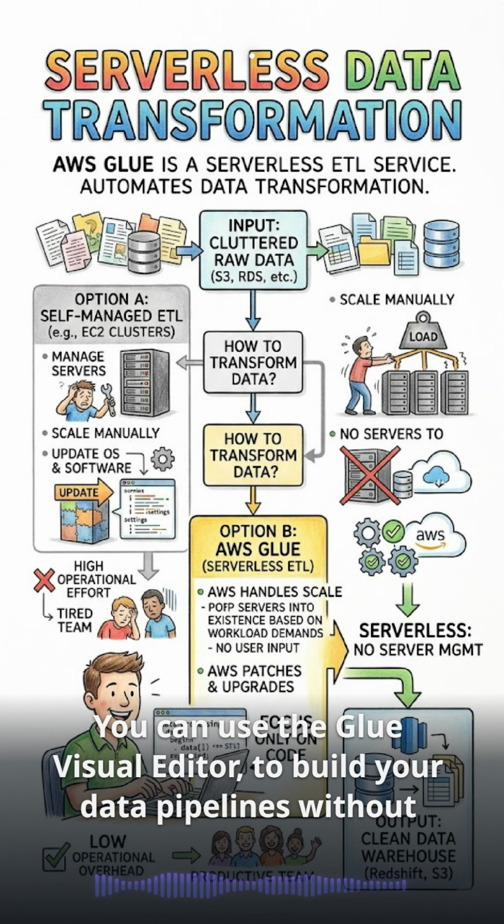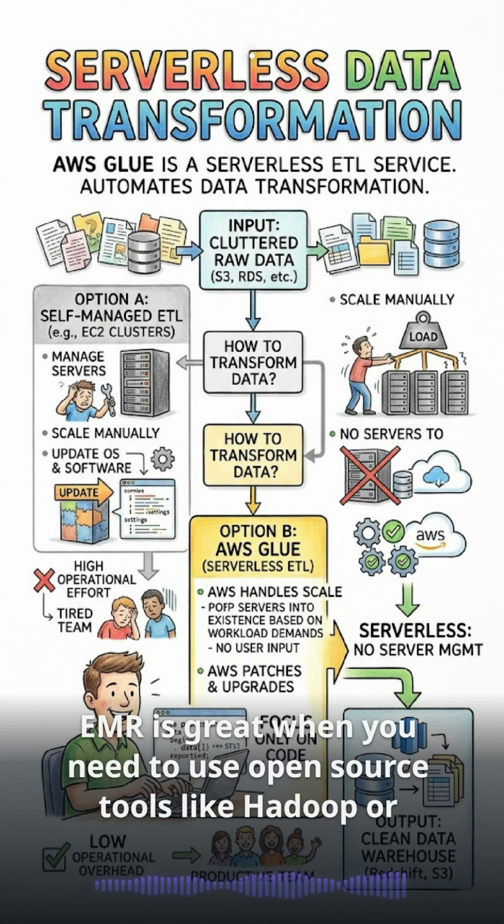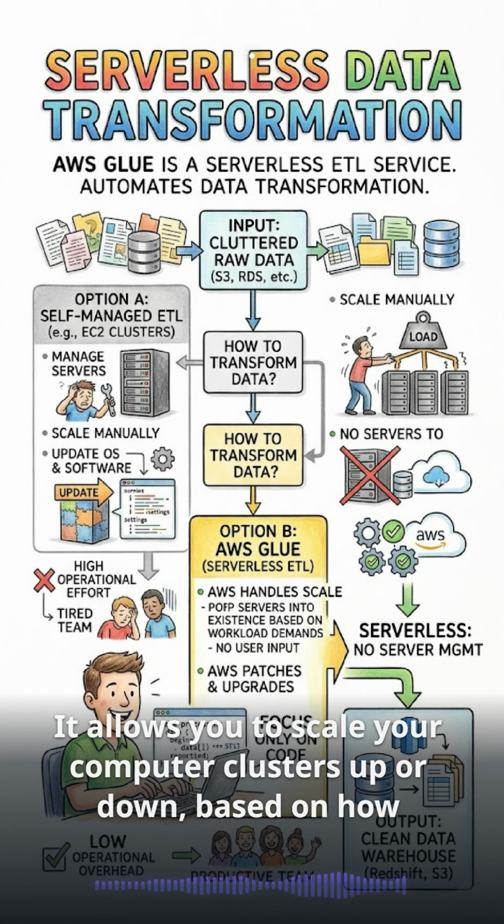Another powerful tool is Amazon EMR, which stands for Elastic MapReduce, for your big data needs. EMR is great when you need to use open source tools like Hadoop or Spark very quickly. It allows you to scale your computer clusters up or down, based on how much work you have.